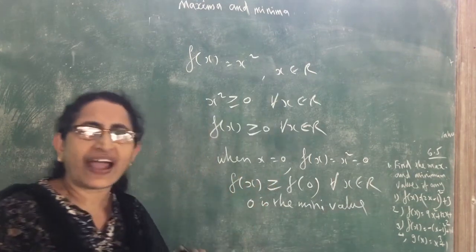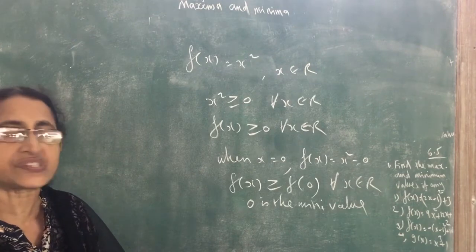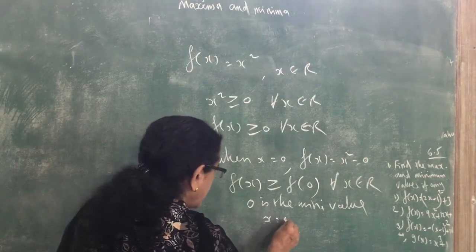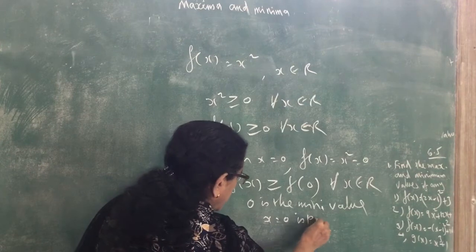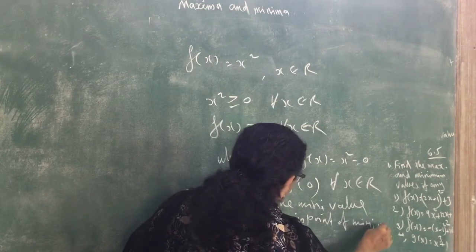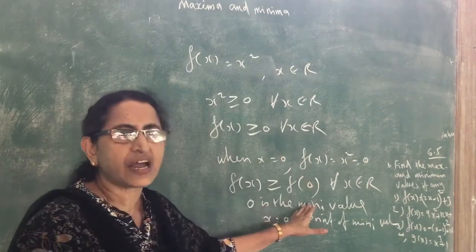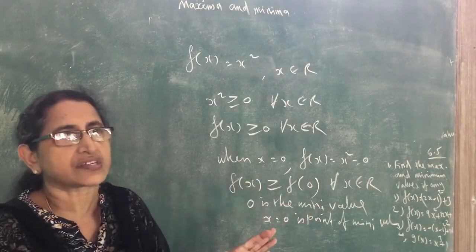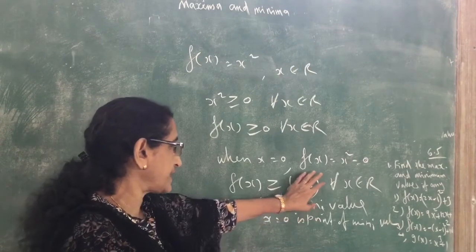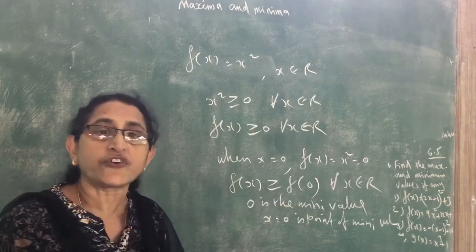0 is the minimum value of the function, and that minimum value occurs when x equal to 0. So x equal to 0 is the point of minimum value. So f of 0 is the minimum value of the function, and that occurs when x equal to 0. So x equal to 0 is the point of minimum value.